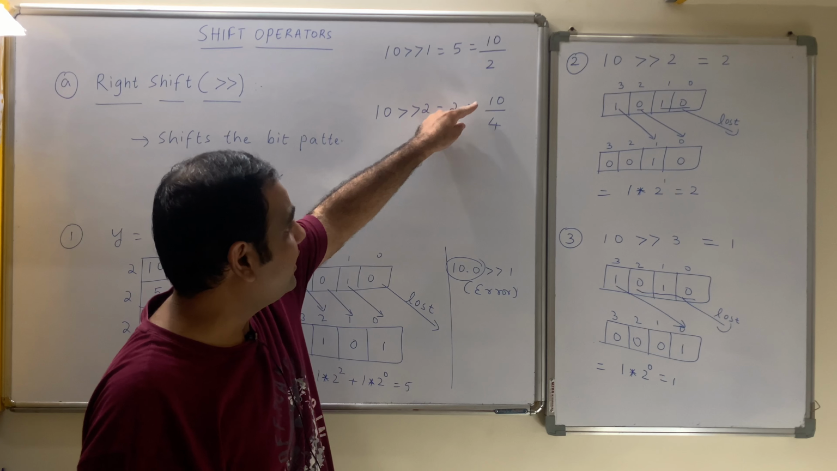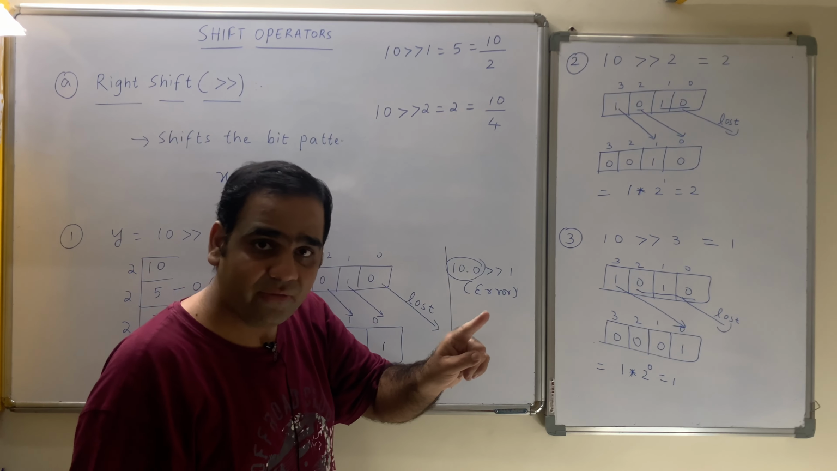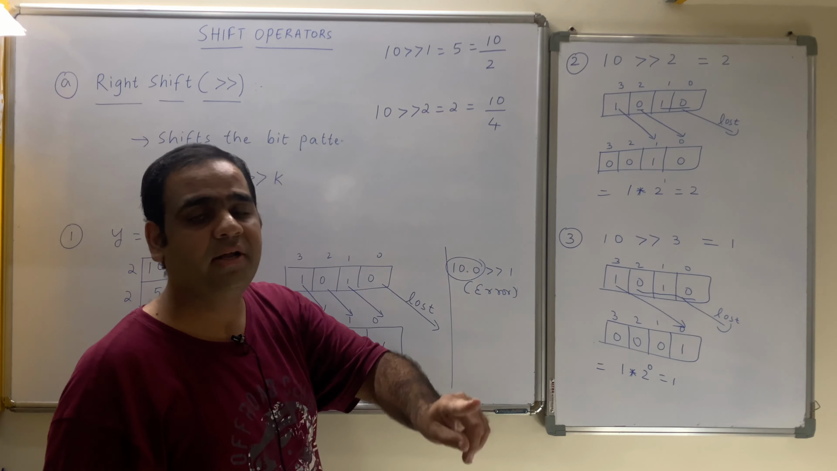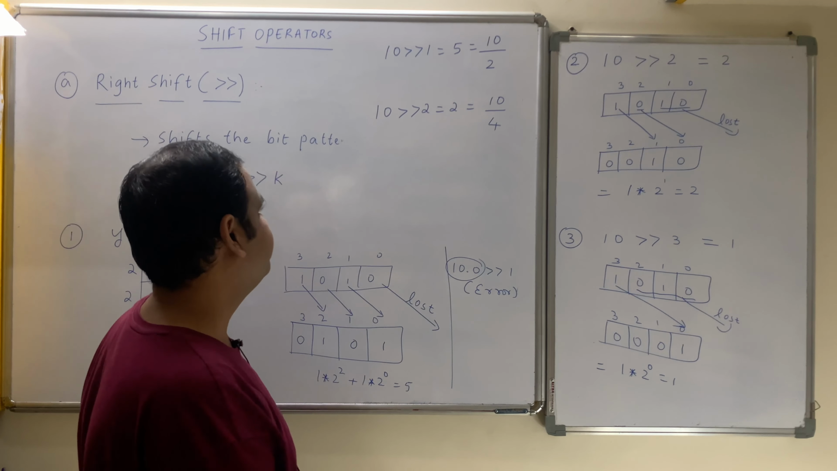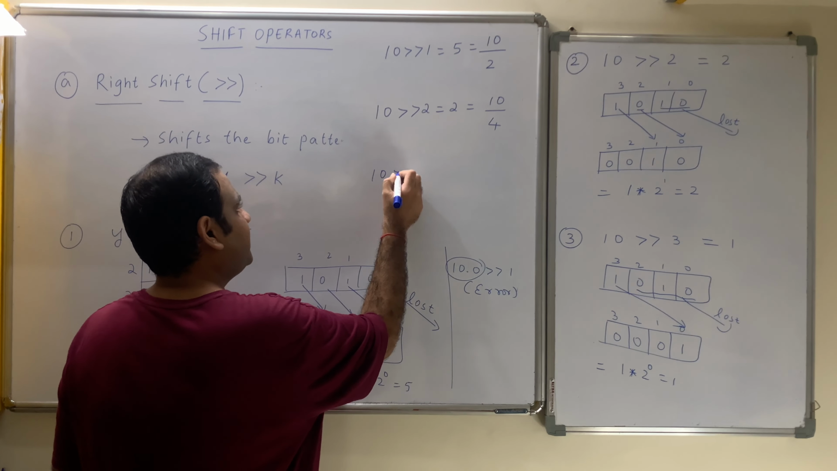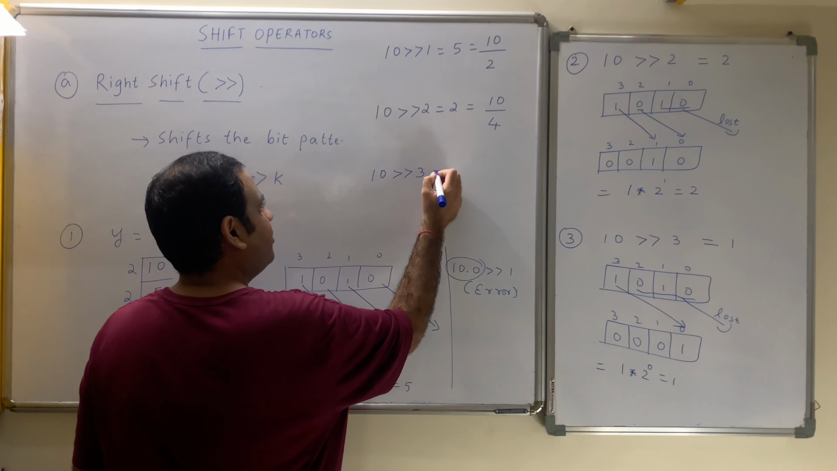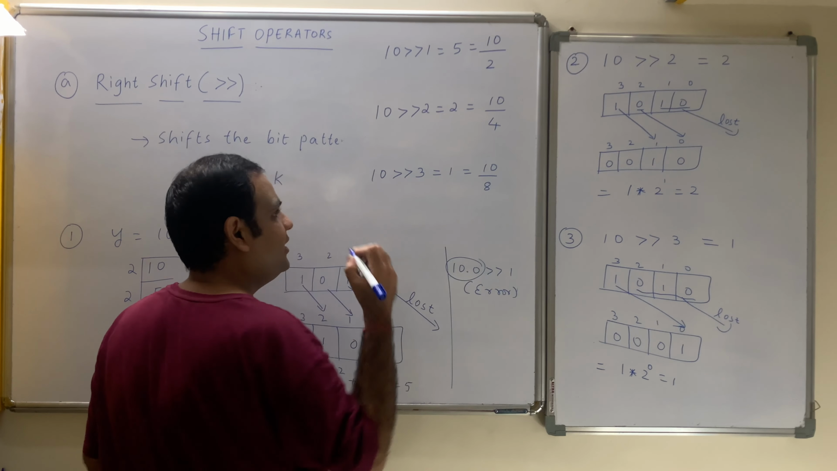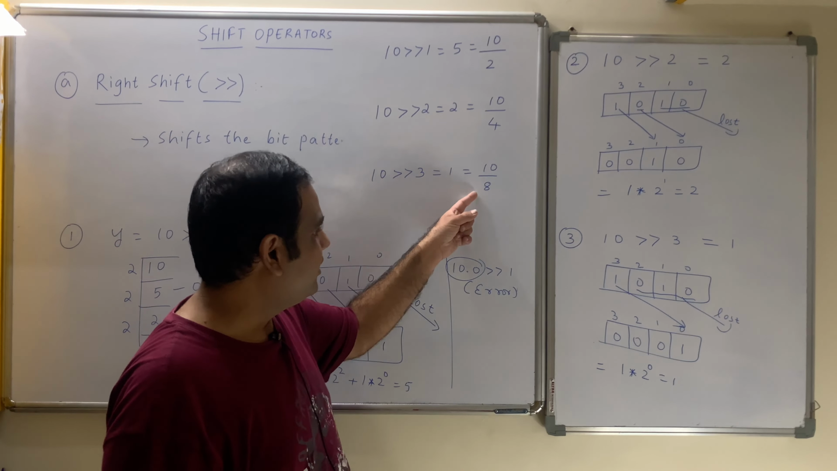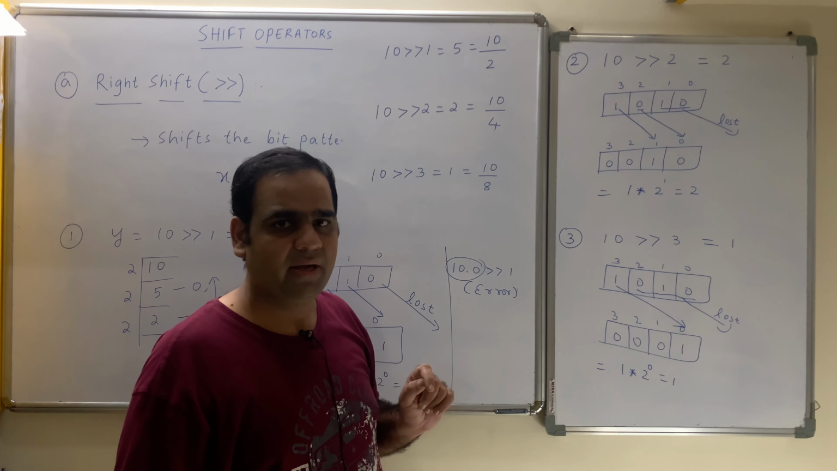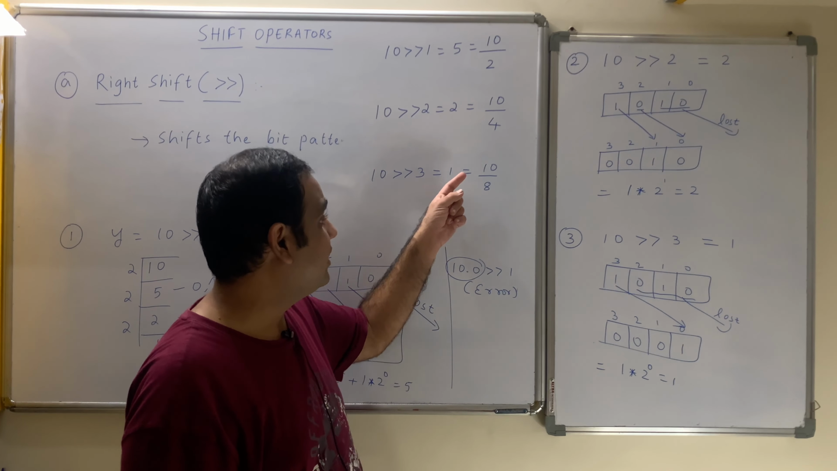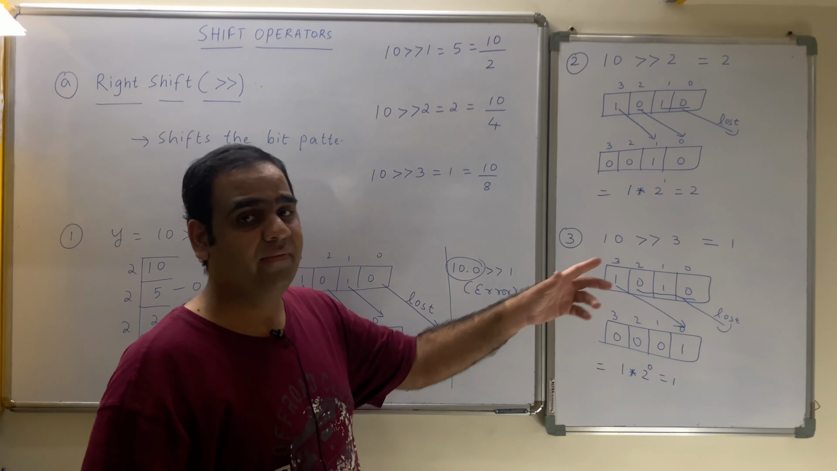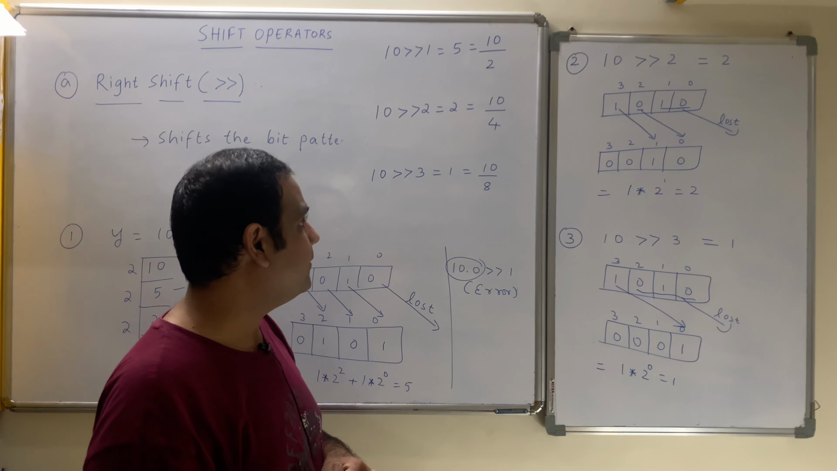We know that 10 by 4 is not 2.5, it is 2, because integer by integer is integer in C programming language. Last one, 10 right shift by 3, we got the answer as 1, and we can write it as 10 divided by 8. 10 divided by 8 is 1.25 mathematically, but in C programming language, integer by integer is integer, hence 10 divided by 8 is equal to 1.